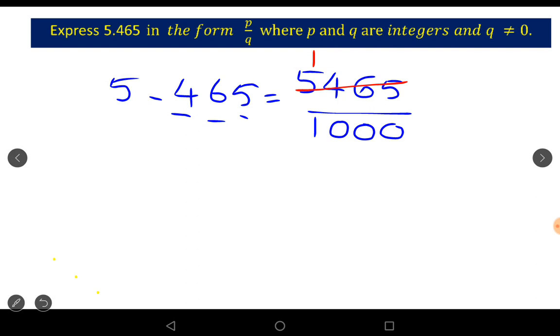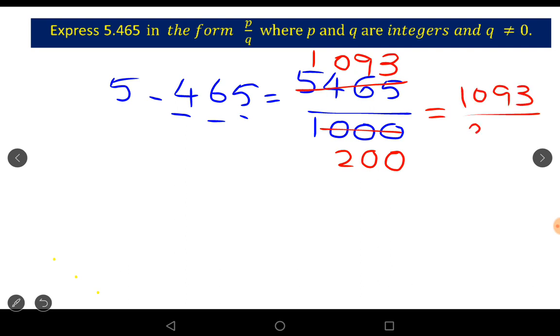5 1 ja, 5 0 ja, 5 9 ja, 5 3 ja, 5 200 ja. So 1093 is not divisible by 2 and 5. So this is the simplest form. 1093 by 200. This is the answer. Okay. Next question.